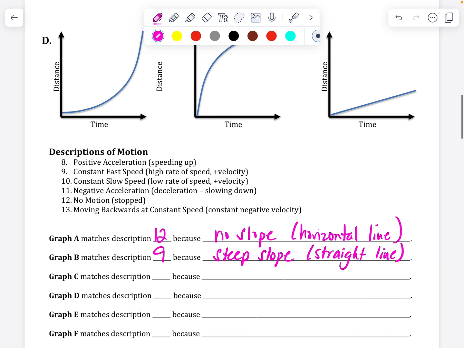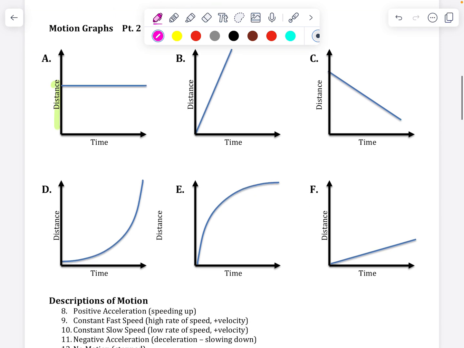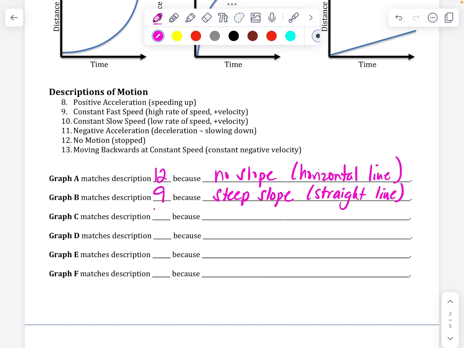And then graph C up here is a negative slope. So we know it's decreasing. So it's heading back to start. So I would say graph C matches moving backwards, 13. So we've got a negative slope, and 13 says, yep, constant speed. So straight line as well. I'm just going to do some of those.